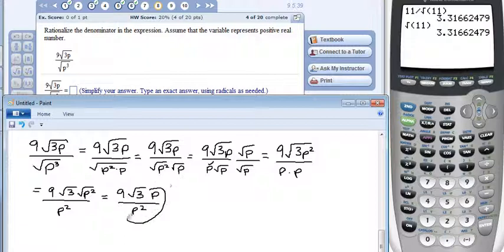Now here we've got an outside piece that can be reduced. 9 roots of 3 over p. p divided by p squared is p. All right.